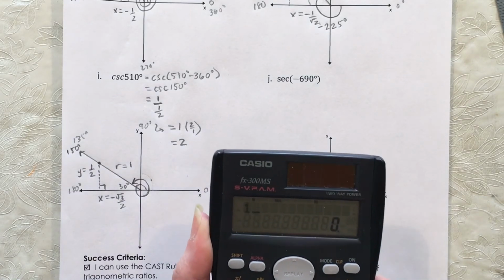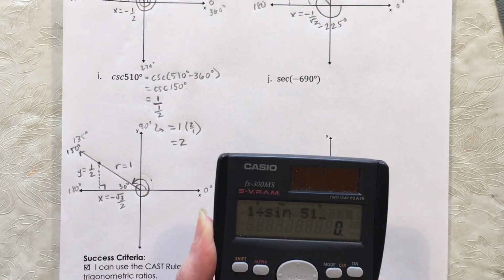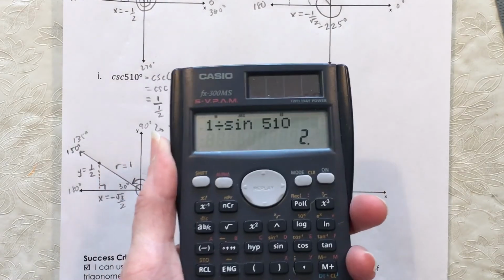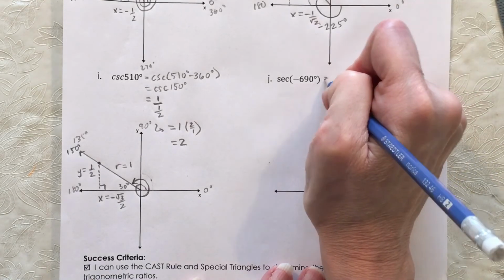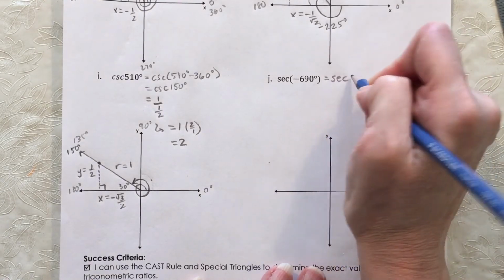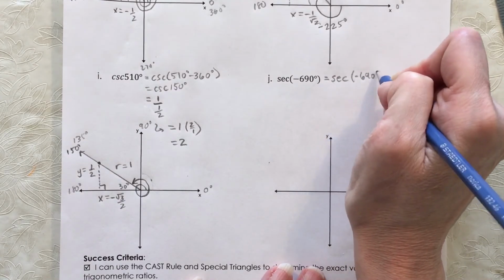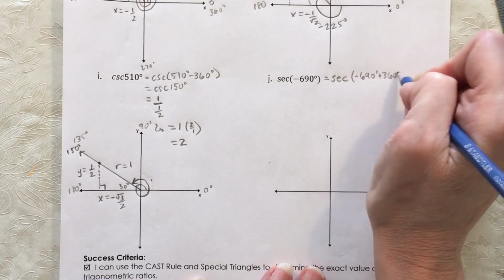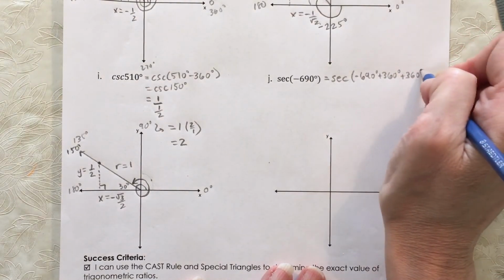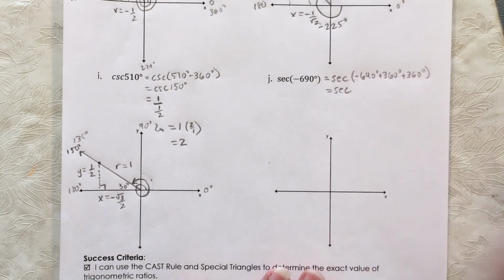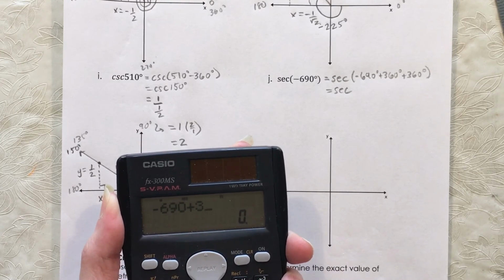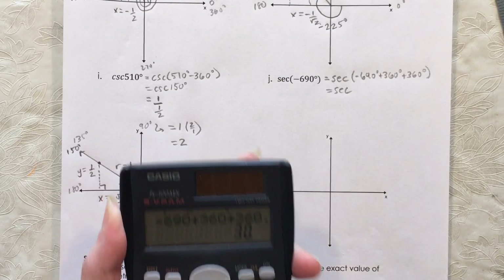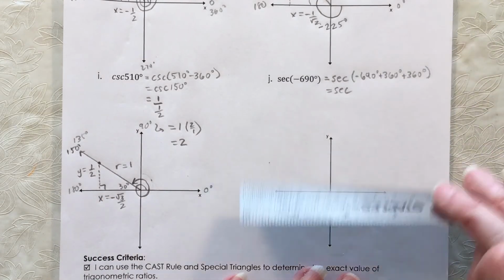And we would try 1 divided by the sine of 510 to see if we're right. 2. Excellent. All right, secant of negative 690. So first I want to know where to draw it. So negative 690 plus 360 is still going to be negative, plus 360 again will tell me where it's going to go. So negative 690 plus 360 plus 360 means it's going to end up at 30 degrees. It's easy.